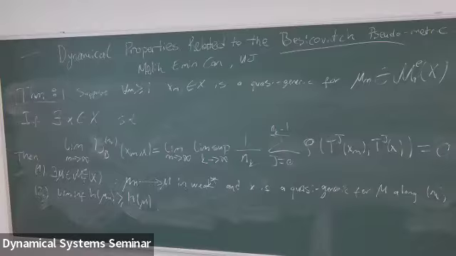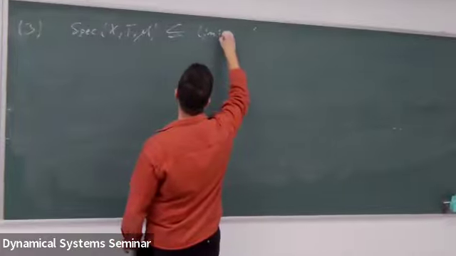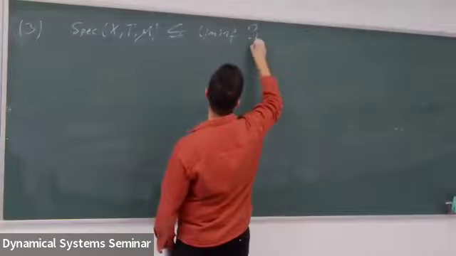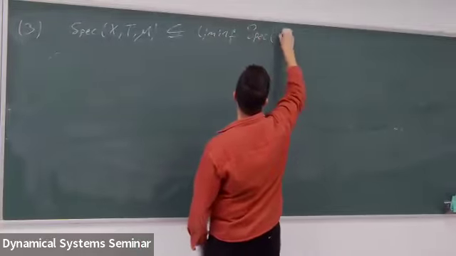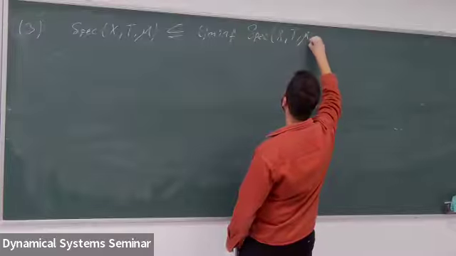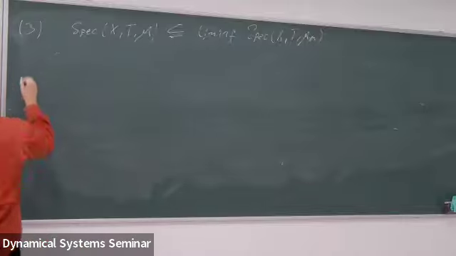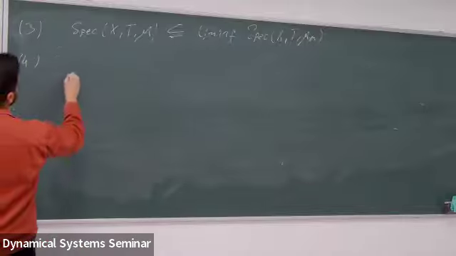The spectrum of the limiting measure is a subset of the limiting infimum of the spectrum of the measures.